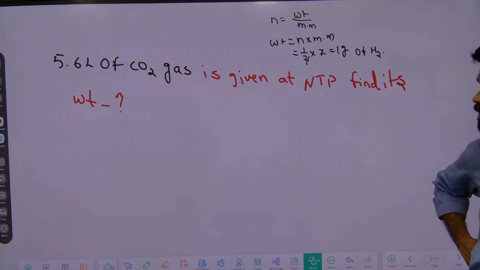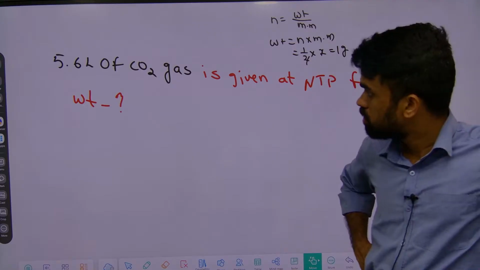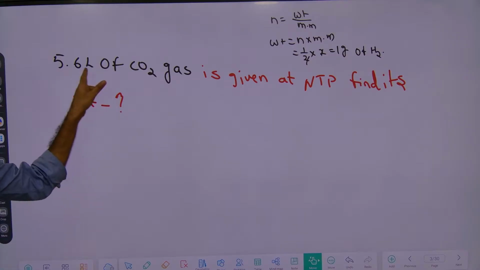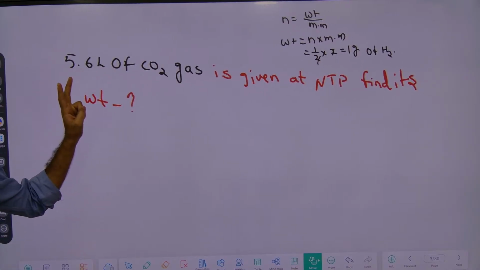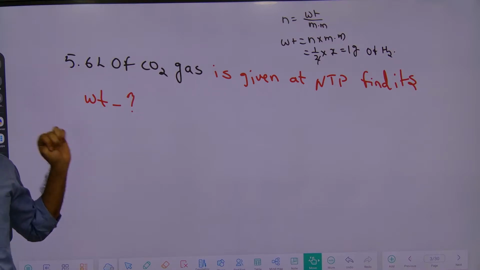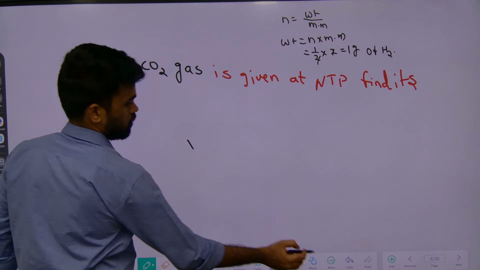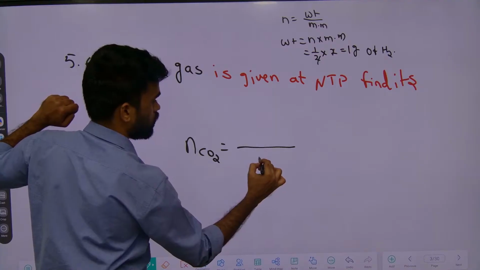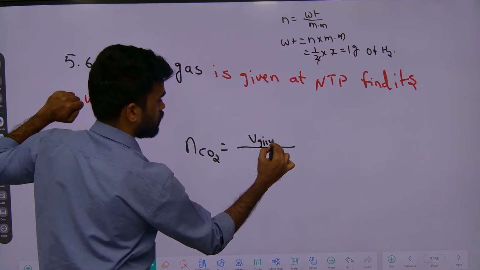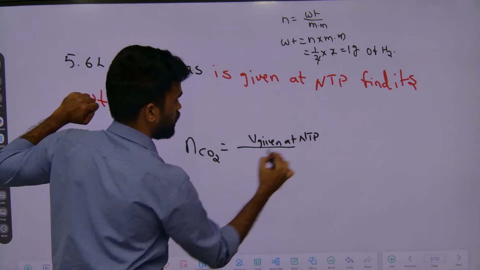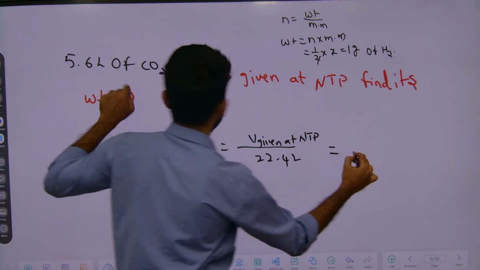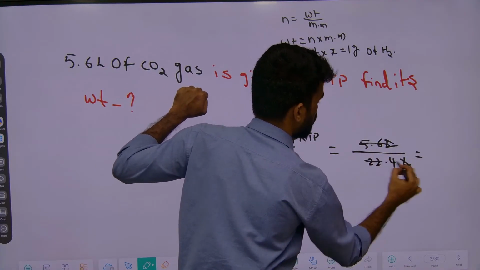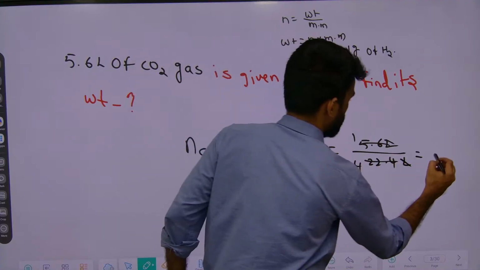Done? 11 grams. First, what to do? From the given volume, calculate the number of moles, then calculate the weight of the substance. The number of moles of CO2 will be the volume given at NTP by 22.4 liters. That is 5.6 liters by 22.4 liters, so this will be 1 by 4. So we got 1 by 4 mole.